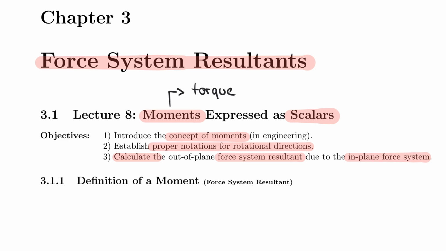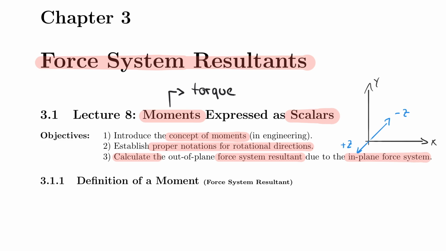And that is why we get away with expressing them as scalars for now. Because if we have an in-plane force system, just think of an XY coordinate system in which you have a force that is acting at a certain distance. So I have X and Y. And of course, when we talk about the out-of-plane force system resultant, that means that for the in-plane force system, for the XY coordinate system, we have either out of plane or into plane. So this here would be minus Z, and this would be plus Z.